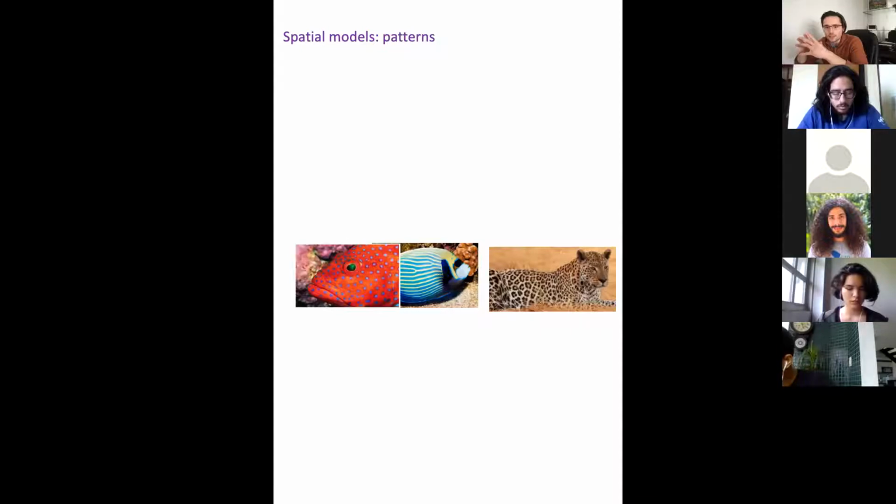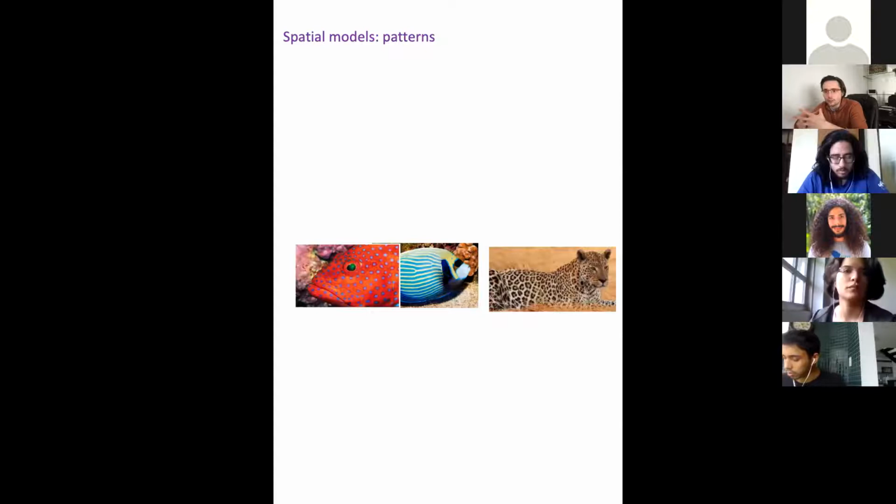So spatial patterns are basically periodic distributions in a space of, yes, Davi.